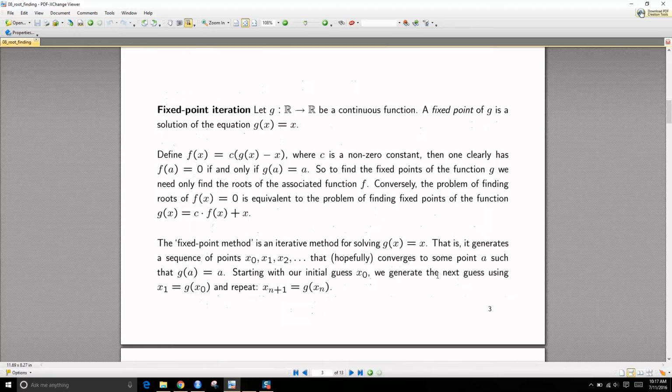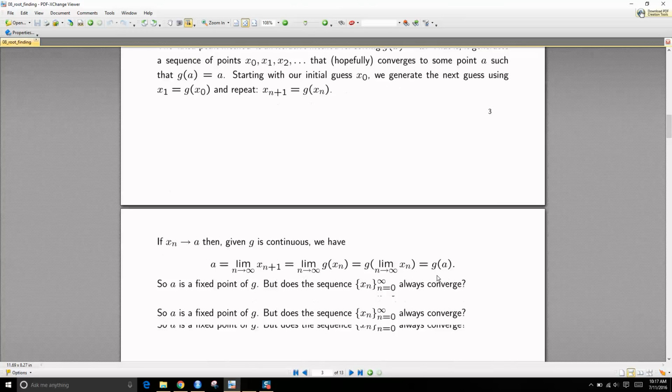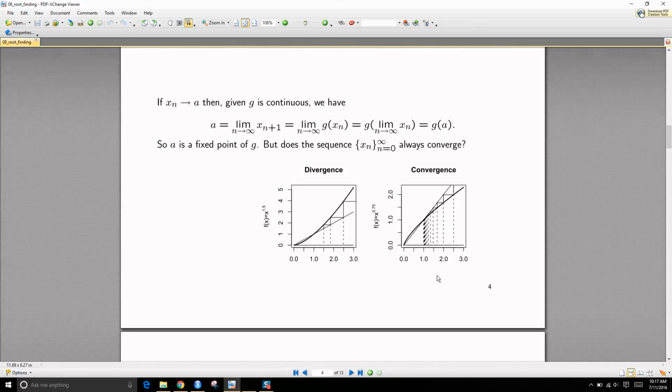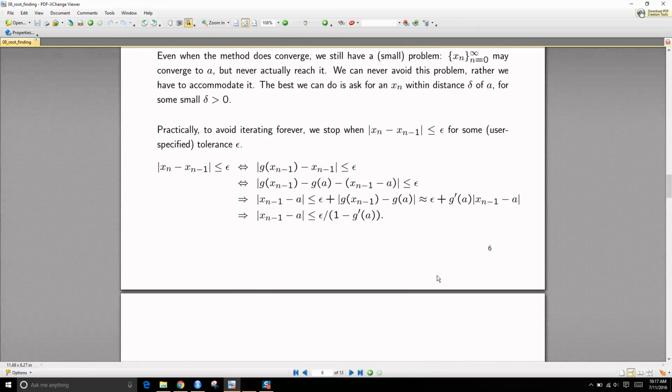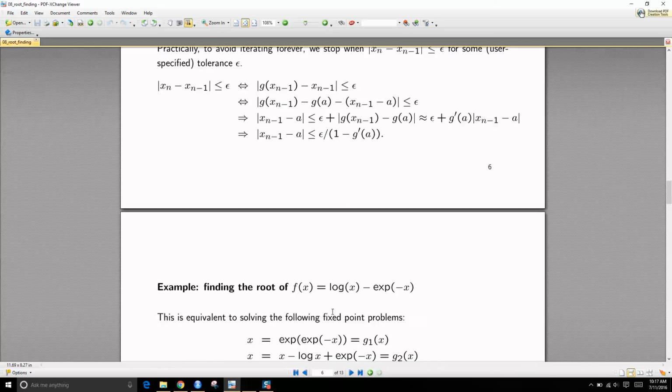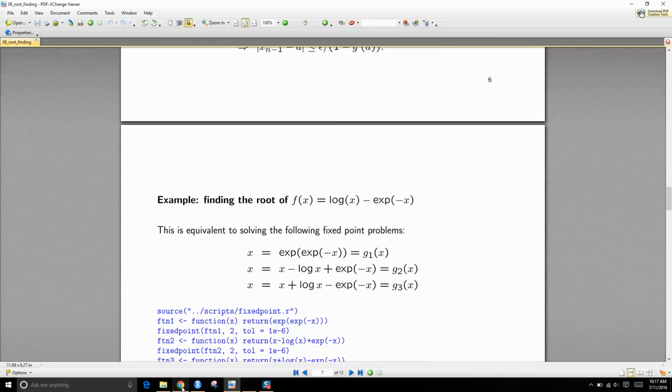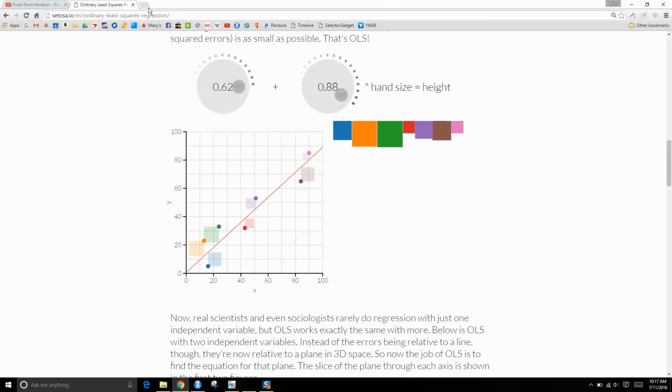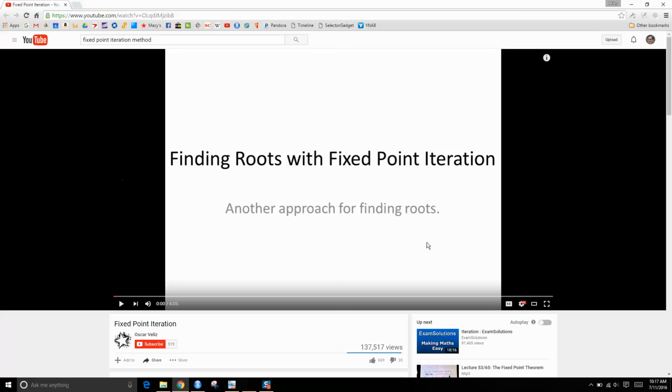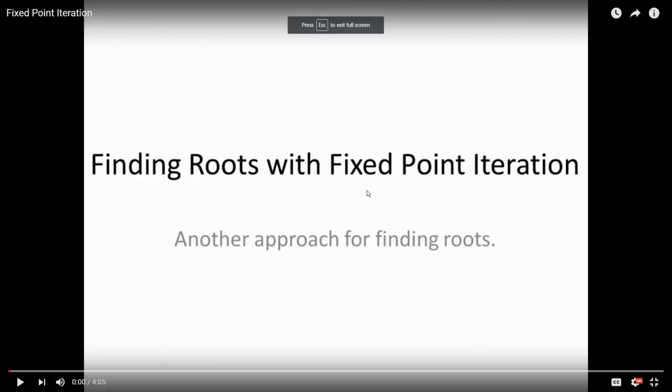So one method is called fixed point iteration, and we've got some slides here, and it's explained in the book. I think this video on YouTube does a pretty good job of explaining fixed point iteration. So I'm going to just defer to this video here. We're going to try to find roots with fixed point iteration.